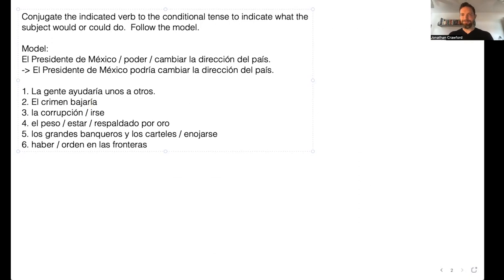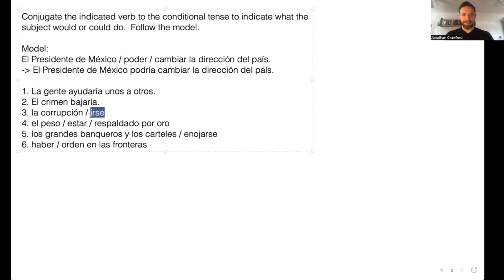Yeah, I was waiting for you guys to answer. El crimen bajaría. La corrupción. Well, guess what? That's going to be an it type of thing again. The corruption would leave or go away. Irse means to go, and it's used reflexively. It gives the impression that it just goes away.